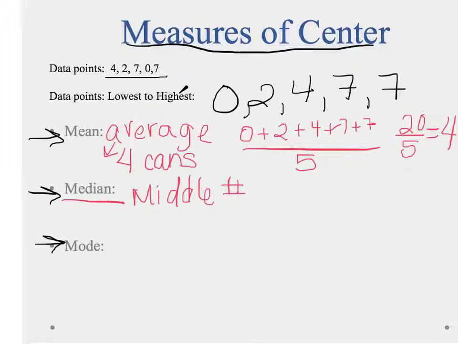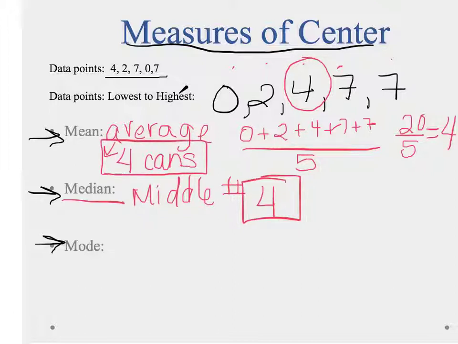And the middle number is just like it sounds. We have 1, 2, 3, 4, 5 data points. So this third data point is our middle number, or 4. So our average is 4 cans. Our median, our middle, happens to be 4 cans of soda. Now, that doesn't always happen, but in this case it happens to be true.